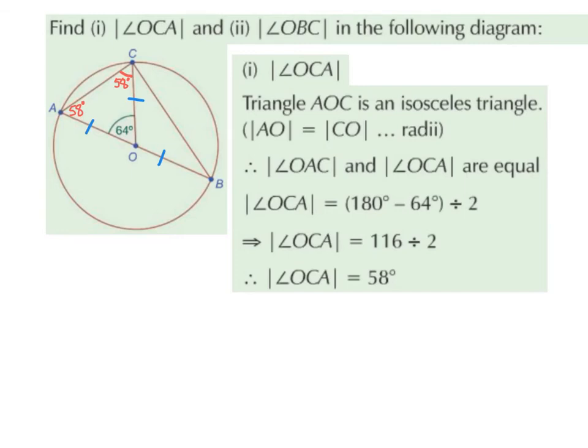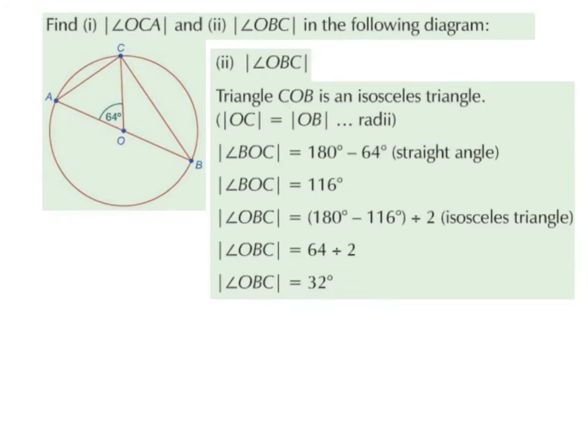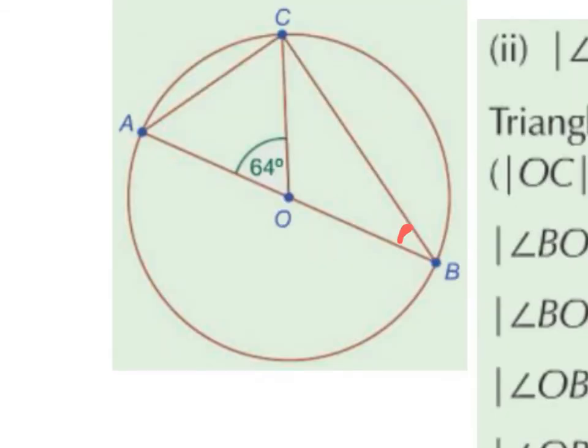So now we're going to find angle OBC. Okay, so now we want to find the angle OBC, so this angle here. Okay, so we're trying to find this angle, and as I said before, we know that this length is equal to this length, which is equal to this length, because they are all radii. So they're all equal.